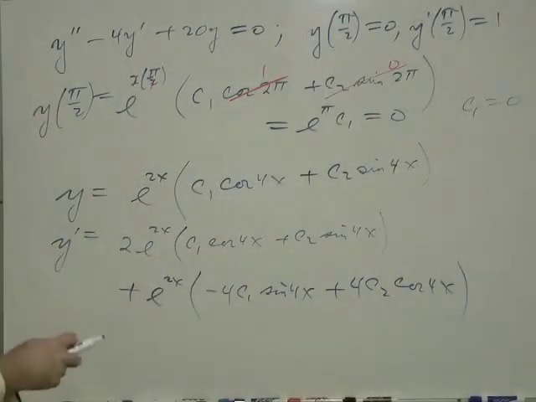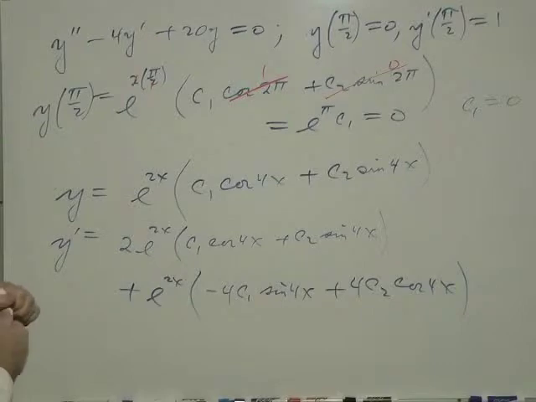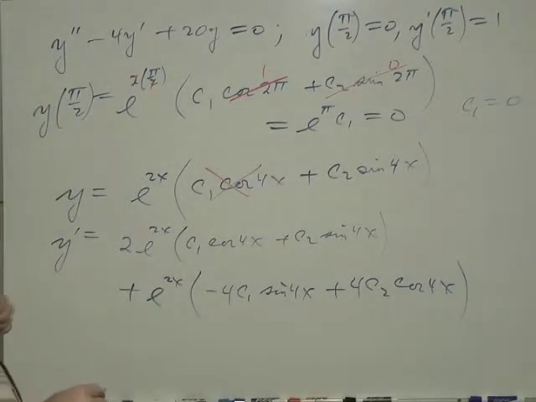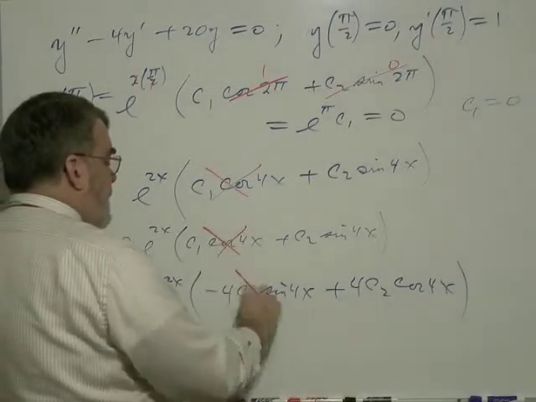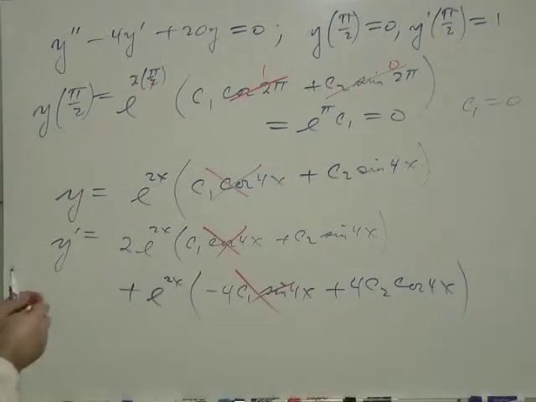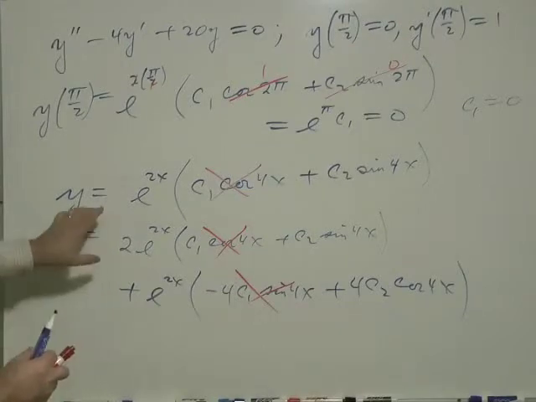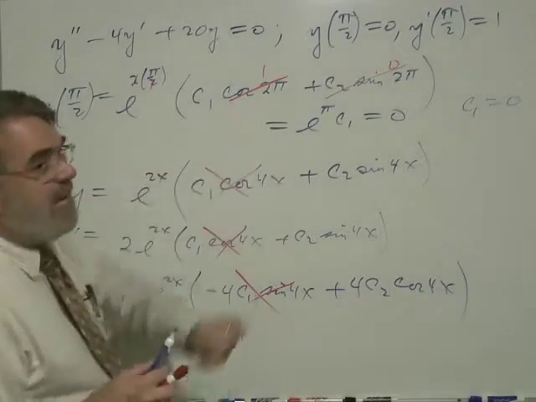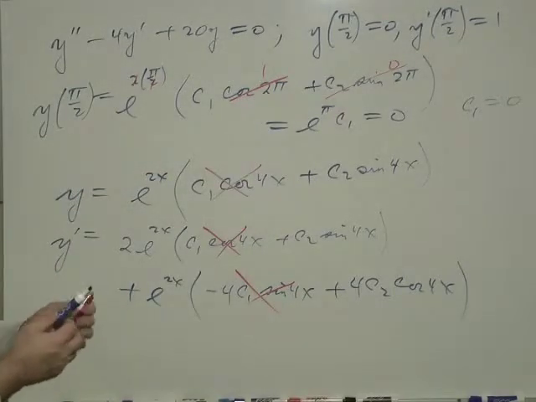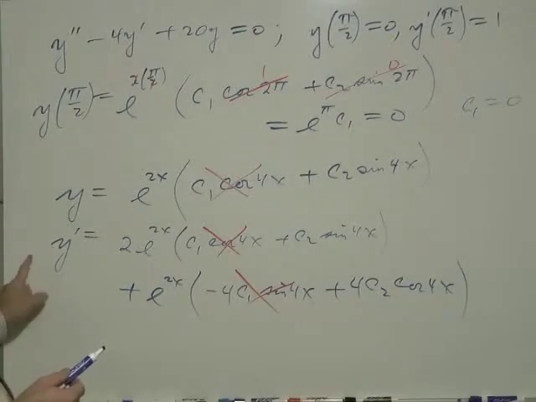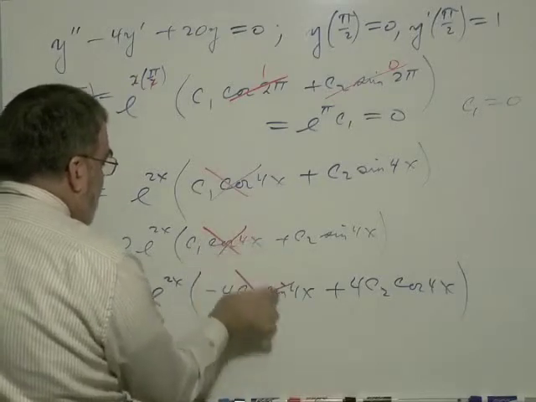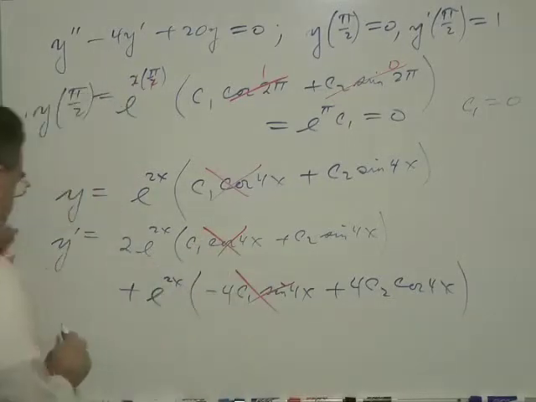If C1 is equal to 0, then that wipes out the parts with C1s in them. So maybe I should have saved myself some trouble and not done this derivative until I had figured out that C1 was 0. That may have been a little better way to do this problem. Alright, now I'm going to plug in y prime at pi over 2 down here, realizing now I can ignore these two terms since C1 was 0.